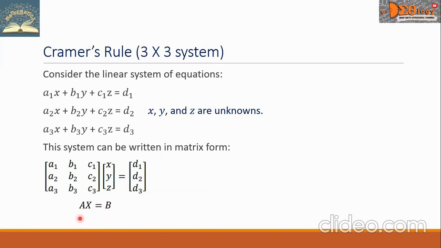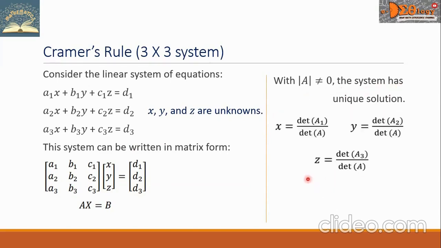Capital A corresponds to the matrix for the coefficients. Capital X corresponds to the matrix of the variables. Matrix B corresponds to the matrix of the constants. When we check that the determinant of A is not equal to 0, then we say that the system has unique solution. This is now our formula for the variables.